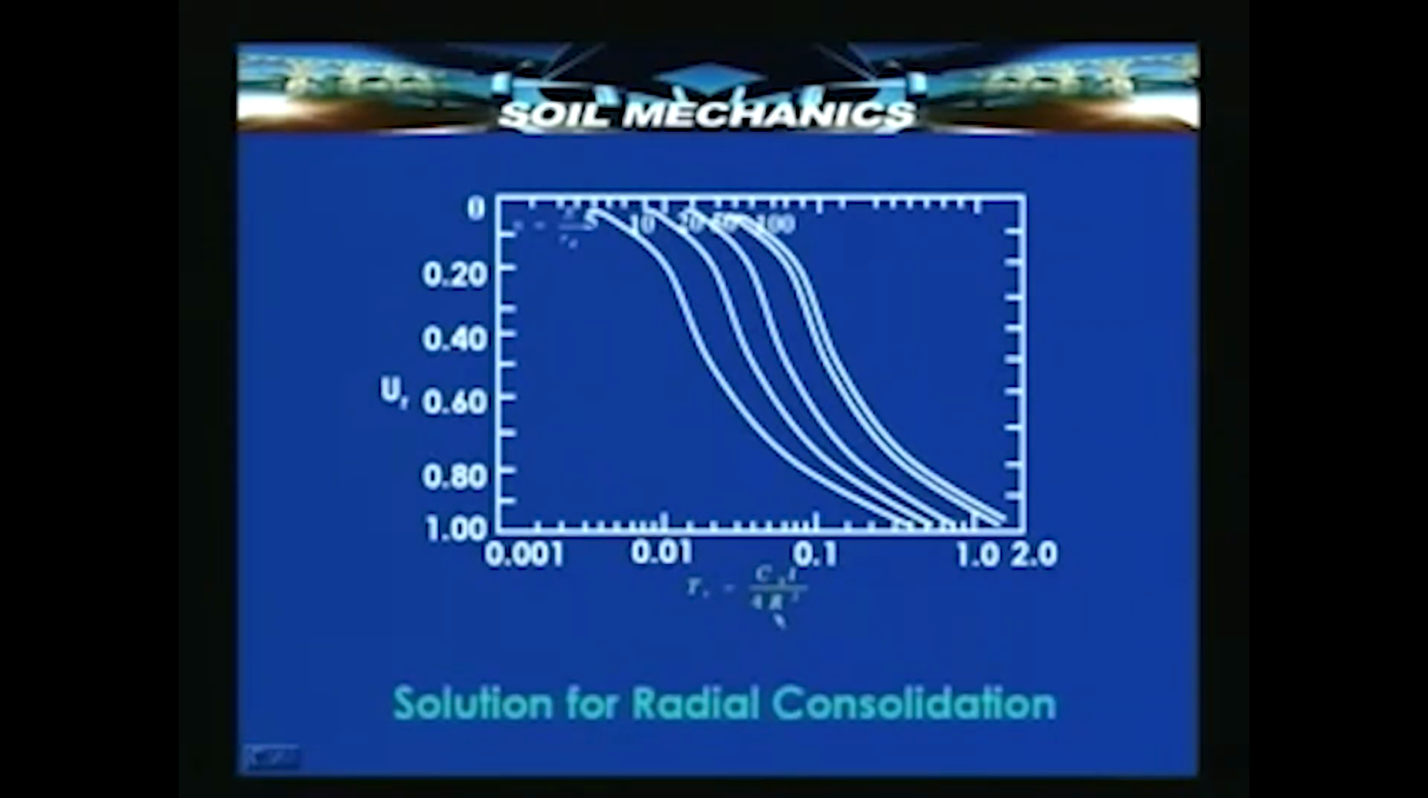So, we can get T R as a function of this R for equal strain condition and corresponding U R using the so called Barron's equation, and this is a graph which represents this. We can also use a lookup table for this purpose.